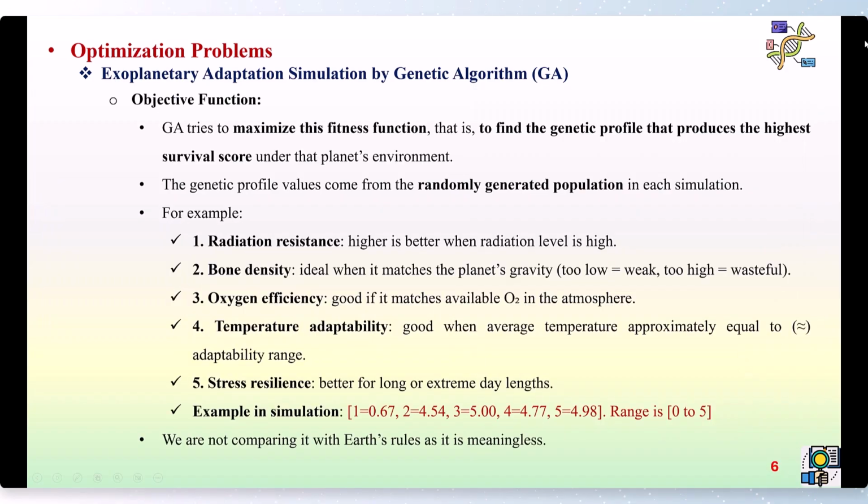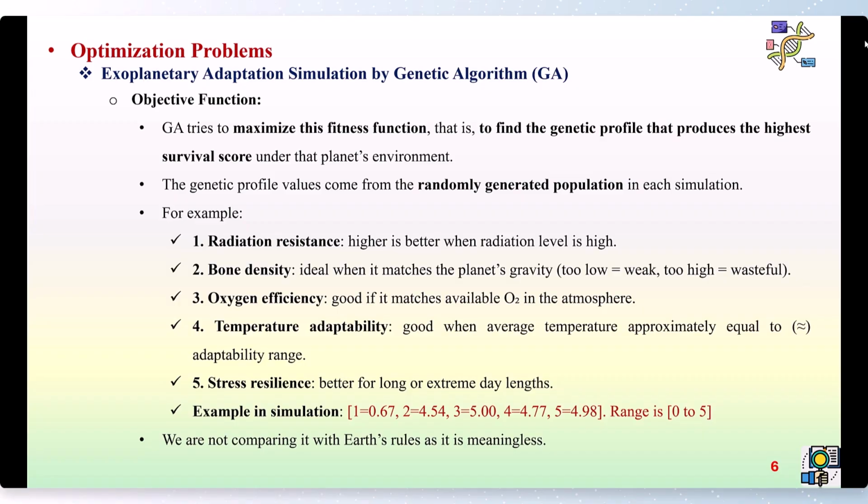Our objective here, using a genetic algorithm, is to find the genetic profile that produces the highest survival score under that planet's environment. The genetic profile values come from a randomly generated population in each simulation. For example, radiation resistance: higher is better when radiation level is high. Bone density: ideal when it matches the planet's gravity.